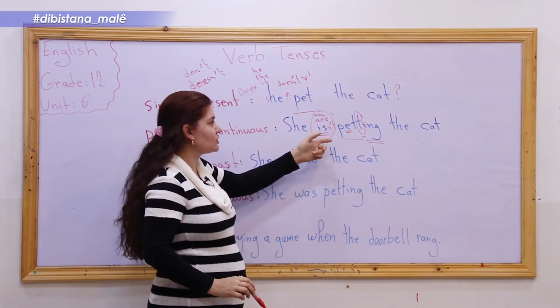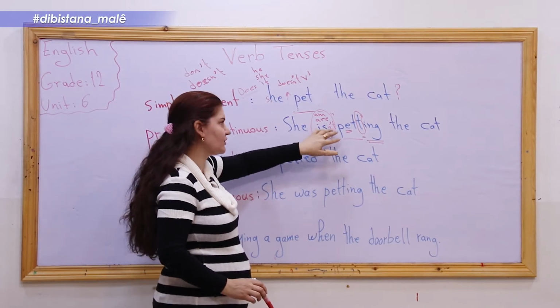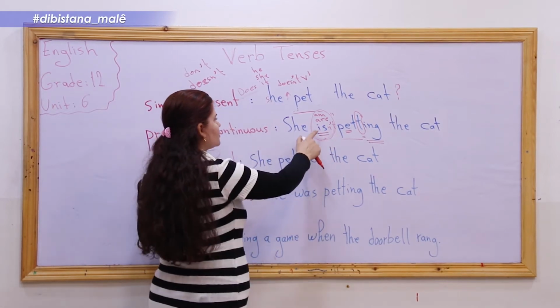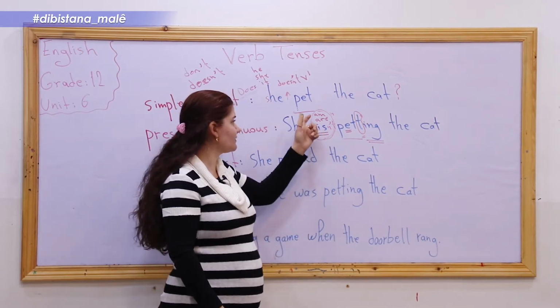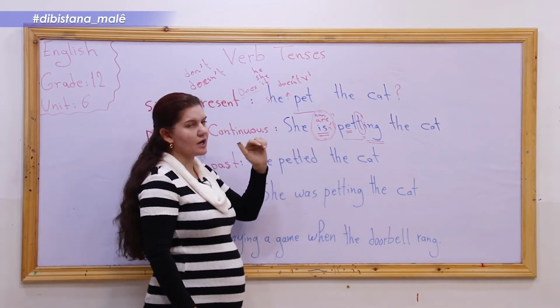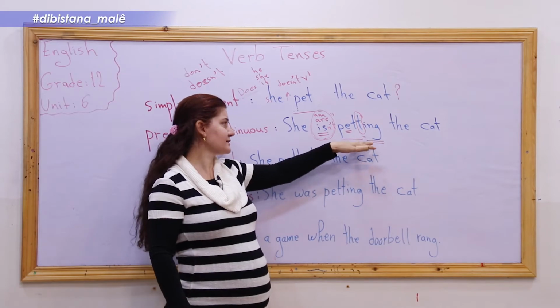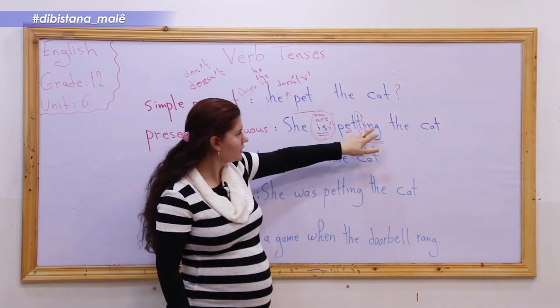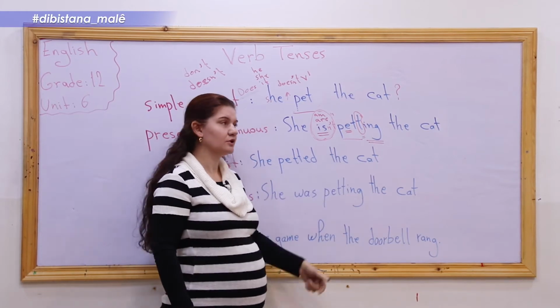So negative: am not, is not, are not, with the verb to be. Is becomes isn't, are becomes aren't. So this is about negative, and the verb stays as it is. I mean, we should write it with ing, even in negative.